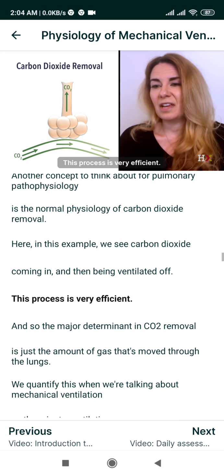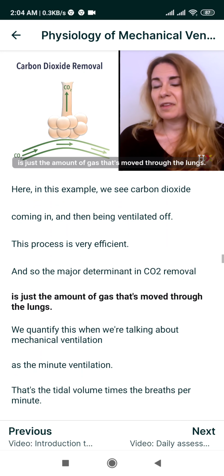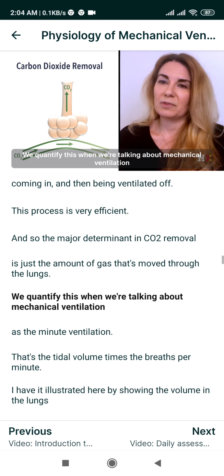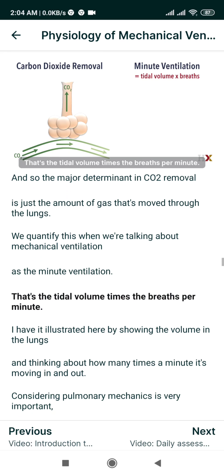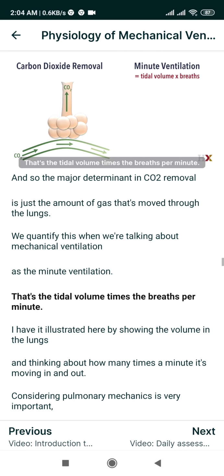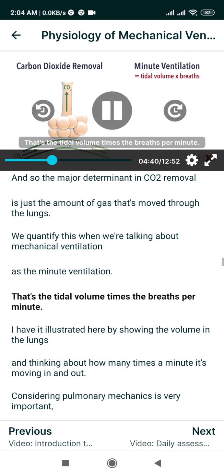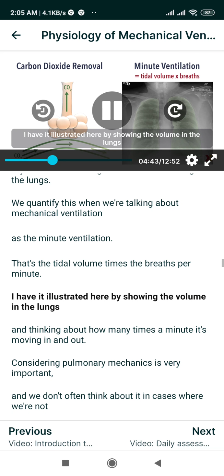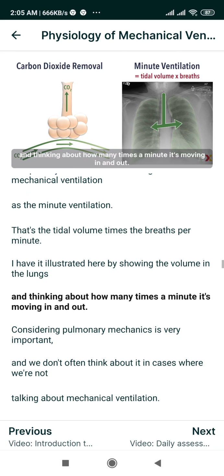This process is very efficient, and so the major determinant in CO2 removal is just the amount of gas that's moved through the lungs. We quantify this when we're talking about mechanical ventilation as the minute ventilation. That's the tidal volume times the breaths per minute. I have it illustrated here by showing the volume in the lungs and thinking about how many times a minute it's moving in and out.